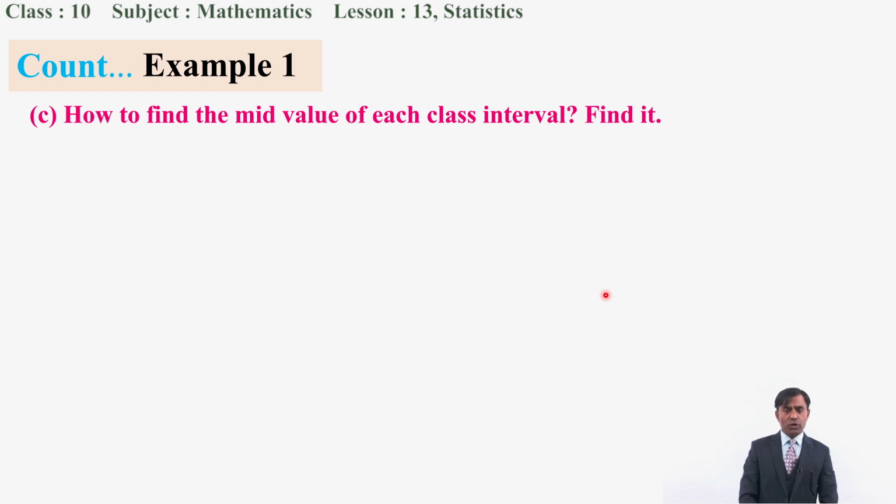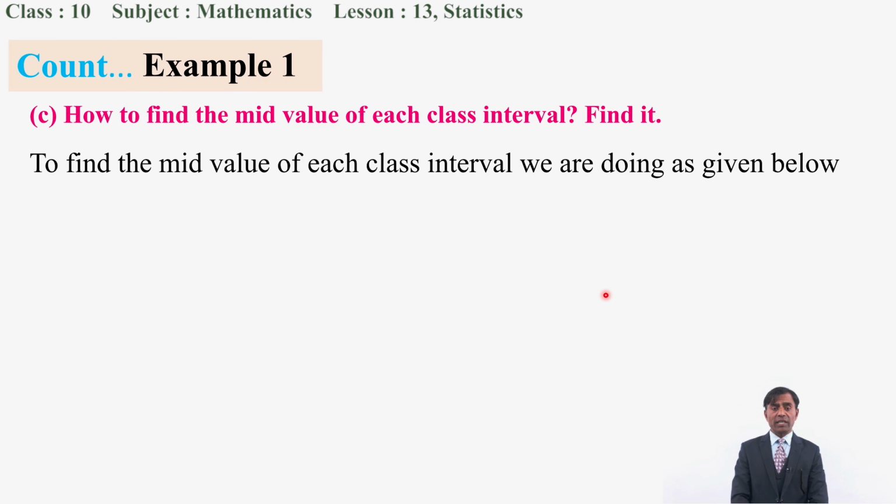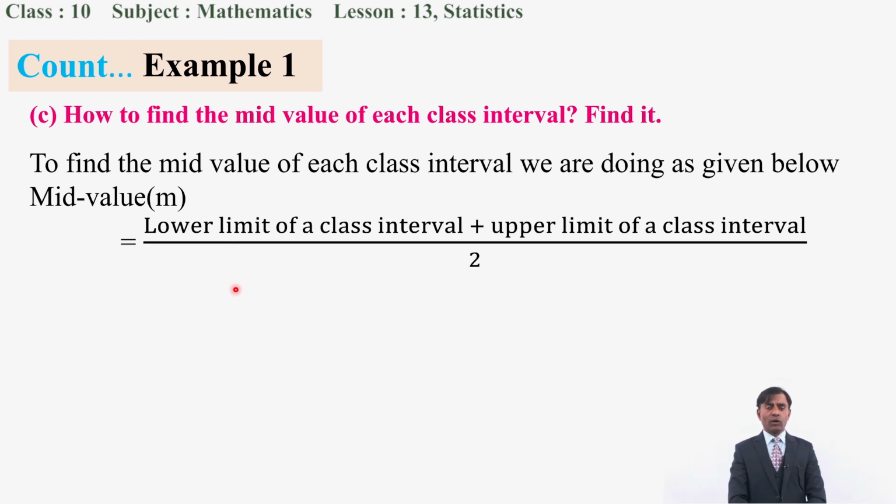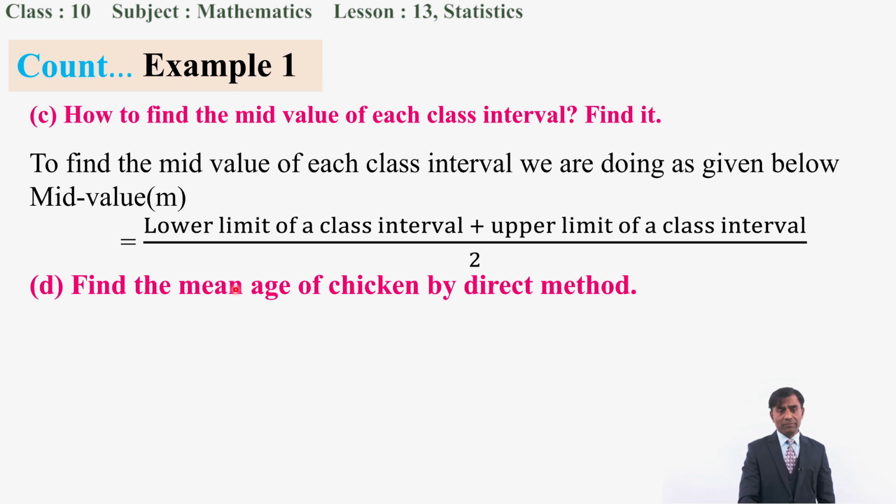And the third question is how to find the mid value. So one class interval taken is 0 to 10, then what is its mid value? To find the mid value of each class interval, we do as given below. Mid value m is equal to lower limit of the class interval plus upper limit of the class interval, their sum divided by 2. That is called the mid value of each class interval. So using this relation, we can find the mid value.